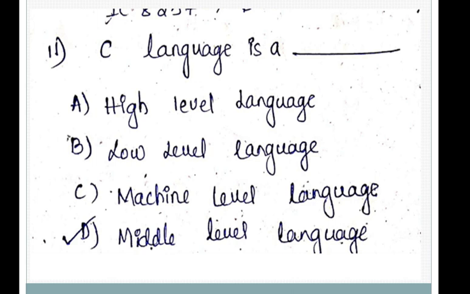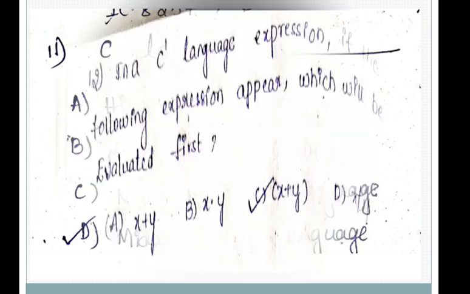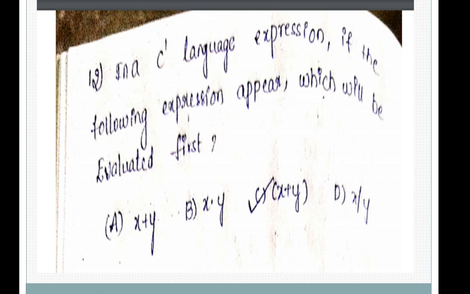The next question, an easy question: C language is nothing but a middle level language. Why is it called a middle level language? Because it synchronizes the user level and machine level language. In a C language expression, if the following expression appears, which will be evaluated first? The expression which is framed within the brackets will be evaluated first. The answer for this question is C, that is x plus 5.